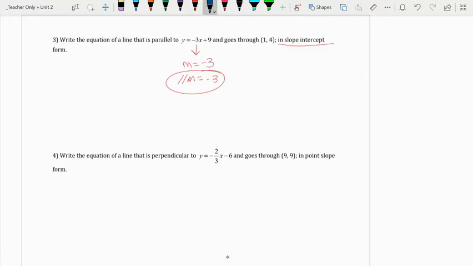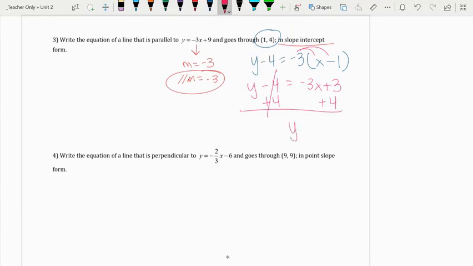So now we have slope, we have a point. Put it in point slope. Y minus 4 equals negative 3x minus 1. All we have to do is solve for y, distribute the negative 3, add the 4, y equals negative 3x plus 7.